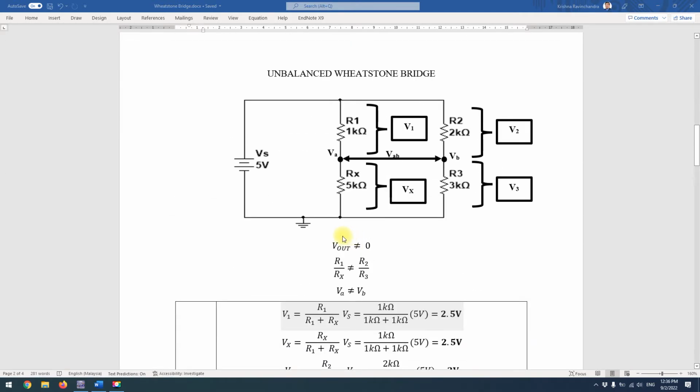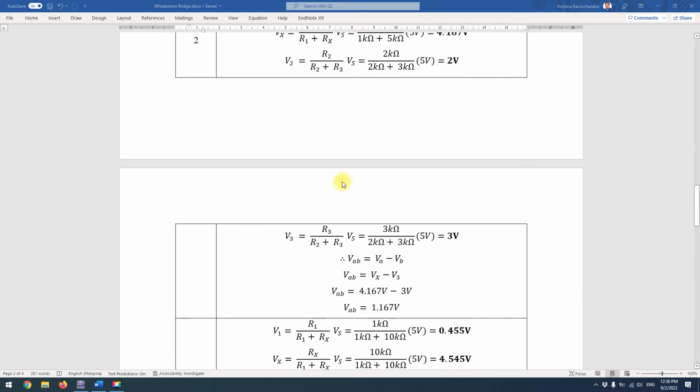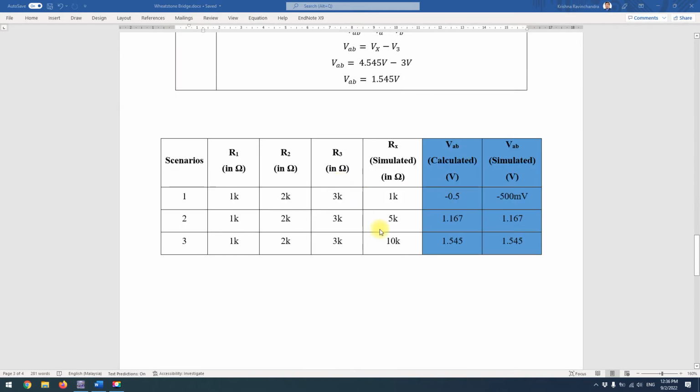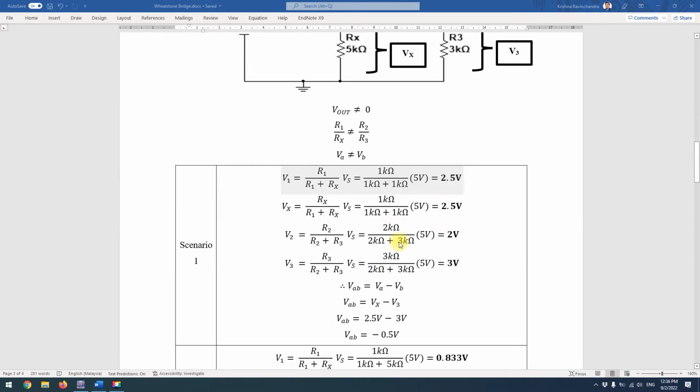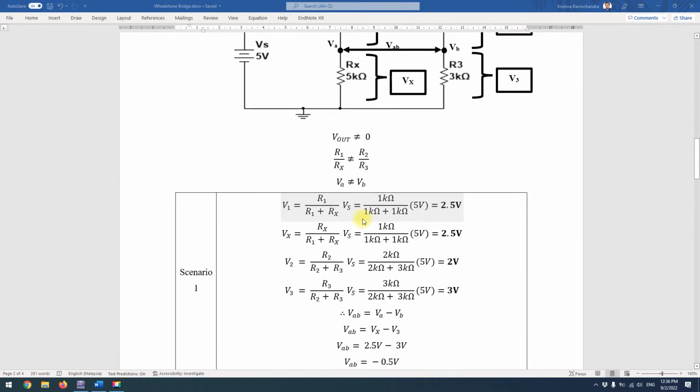You can see here I've actually done the calculation side of the unbalanced Wheatstone bridge. R1 is 1k, R2 2k, R3 3k. Rx for this image right now, I'm putting as 5k, but throughout the scenarios this Rx value will change. Let me show you what values we are actually going to be using for Rx: 1k, 5k, and 10k. I've done the calculations here, so later on I'll slow it down and you can just glimpse through.